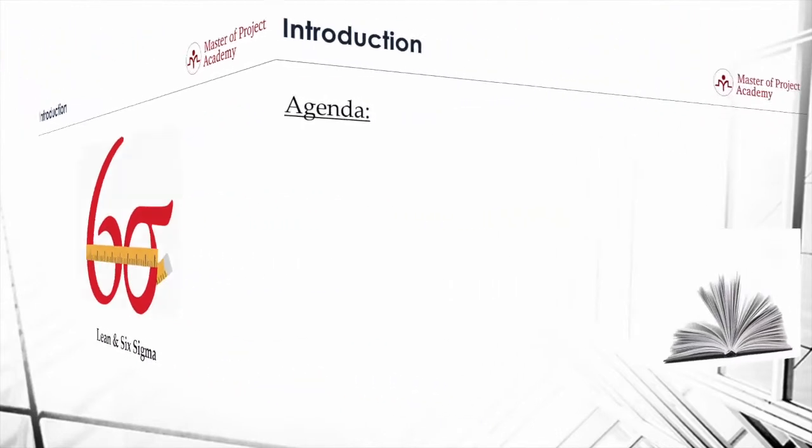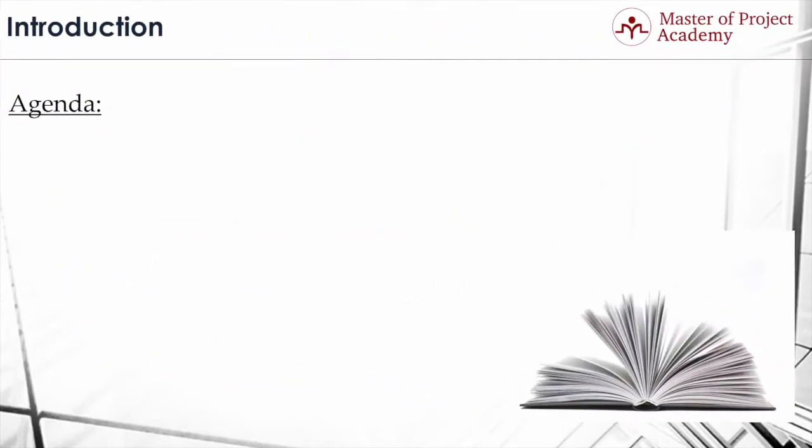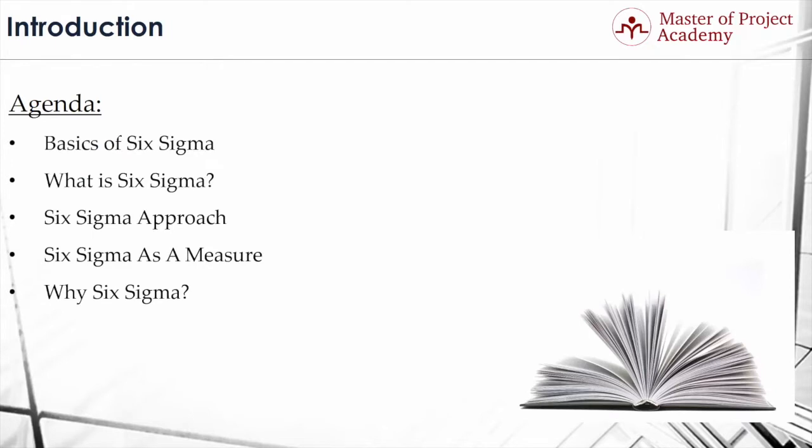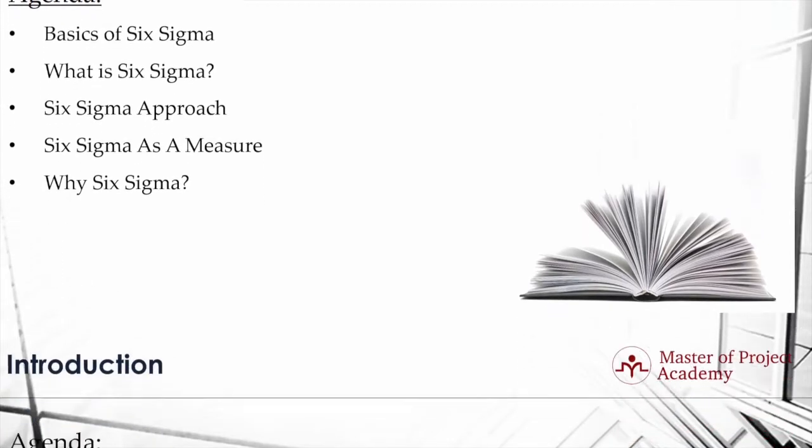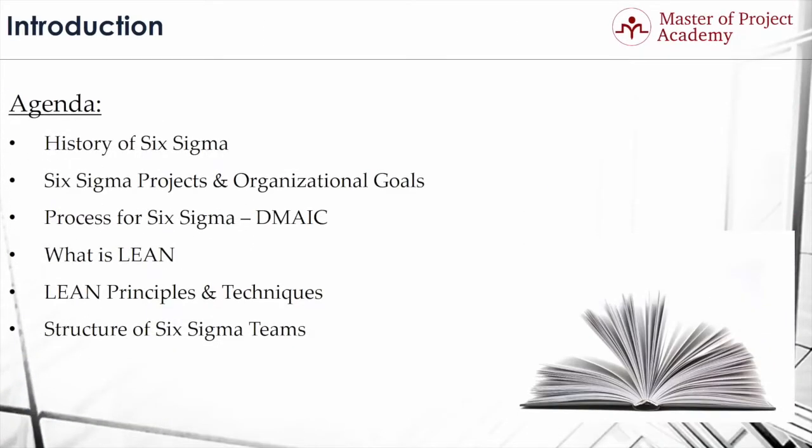Let's go through the agenda briefly. In this section, we will talk about the overall background of Six Sigma. The presentation will take you through the basics of Six Sigma, wherein we will talk about what Six Sigma actually is, plus the approach that it adopts to ensure continuous improvement. The history of Six Sigma, which mainly talks about the time when Six Sigma was branded at Motorola and later on adopted by GE to reap huge benefits.